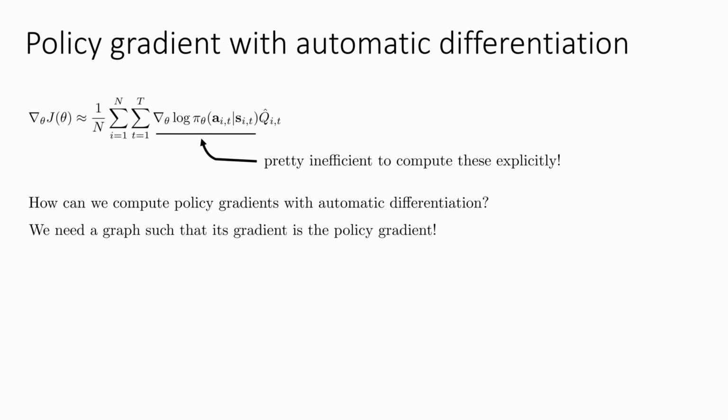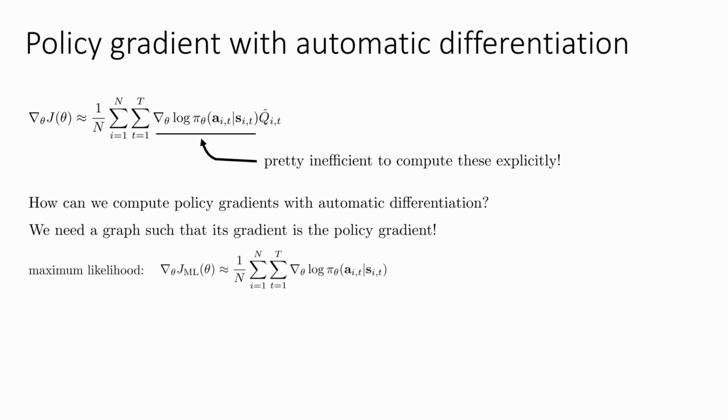What we're going to do is construct a graph in our automatic differentiation software such that the derivative of that graph is the policy gradient. Now, the graph itself will not actually be the correct reinforcement learning objective, because the correct objective requires interacting with the environment, but we'll set it up so that its gradient is the correct gradient.